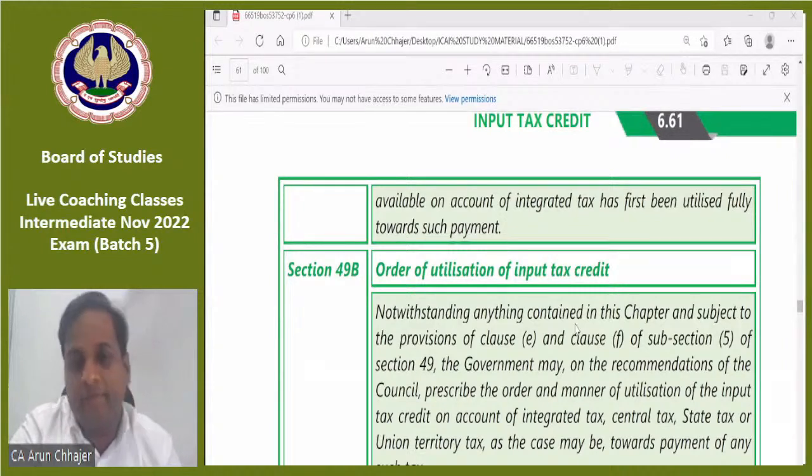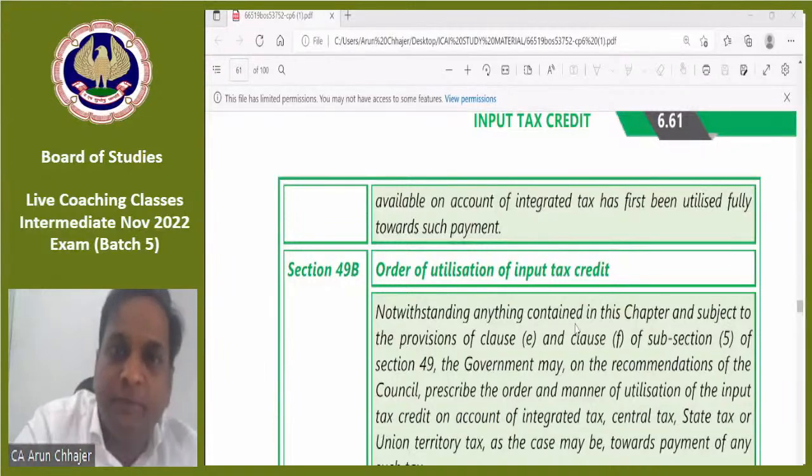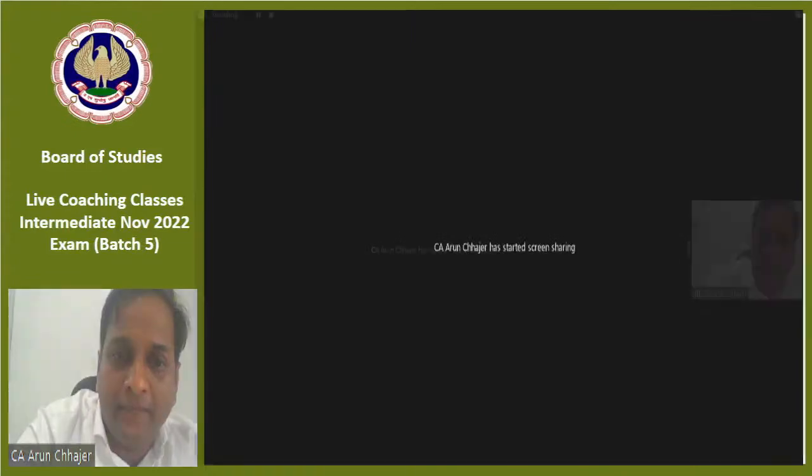Is it clear? Kindly confirm. 49A is clear to all. Please confirm.